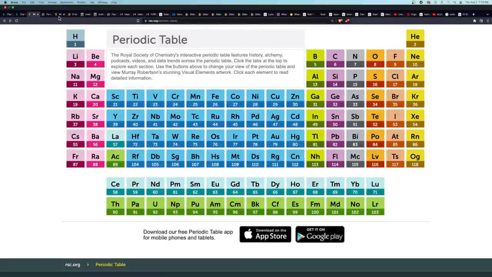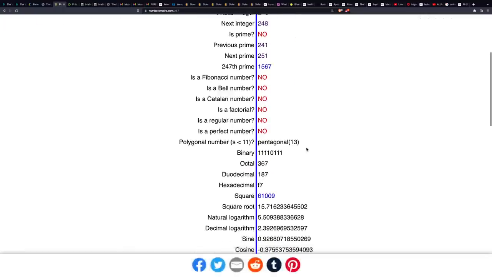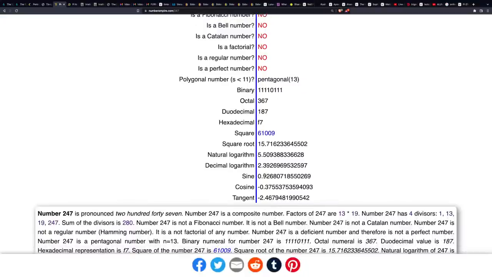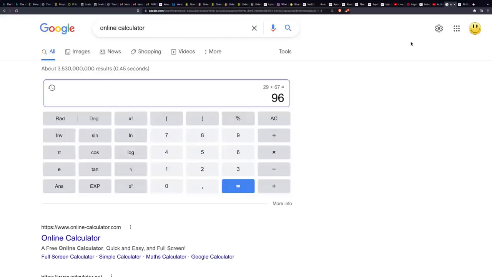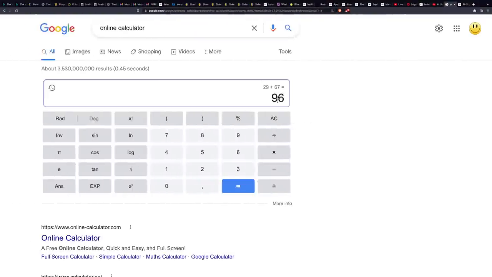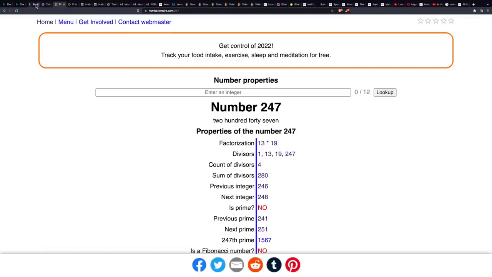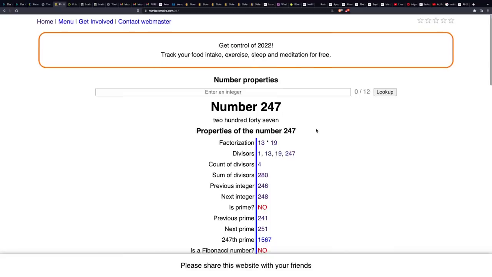Now you can go to numberempire.com and you can factor in this 247, and then you're going to get the sine and cosine waves that you can measure right here. So just to use this as the example, from the sine and cosine wave that we found from the 29 and 67 that we found from this example from pi. And I'm going to get to that 277 in a minute, but just using the first digits, the 29 and the 67, you're going to get this 96, and then you go here to the periodic table and you get the 247, and then you can just do the sine and cosine wave from here, 247.